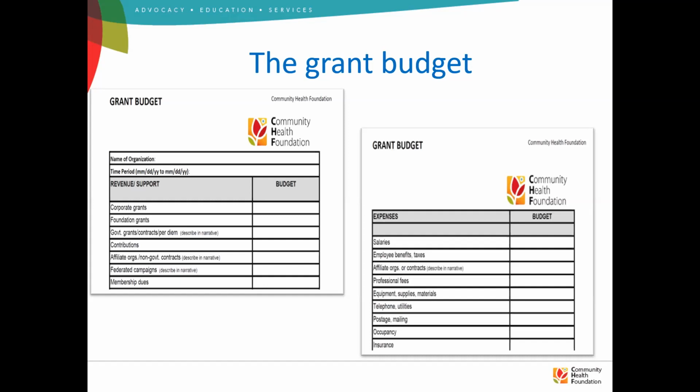The revenue support page should show the sources of income for your program, including the grant amount you're requesting from CHF. We do not want to be your only funder, so we'll look for all sources of revenue for the program. The expenses page will show how you have budgeted your available funds. The revenue and expenses should equal the same amount and be the same as the project and program budget on the first page of your grant application.